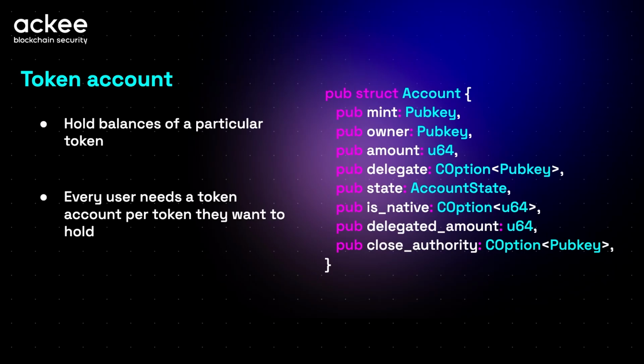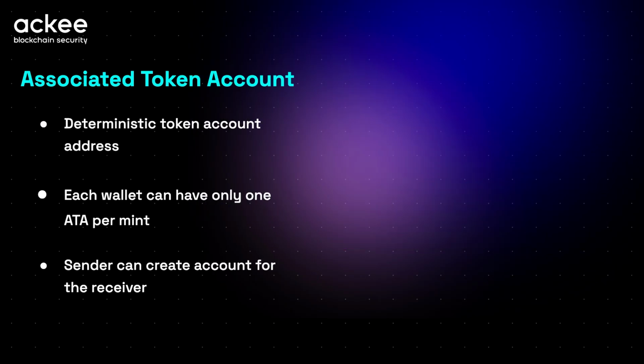The last field is the close authority, which is pretty self-explanatory. It is the address of the account that is authorized to close the token account. An associated token account is a regular token account, but it has an address that can be derived deterministically. The address is derived from the address of the mint and the address of the wallet. Because of this, each wallet can have only one associated token account per mint.